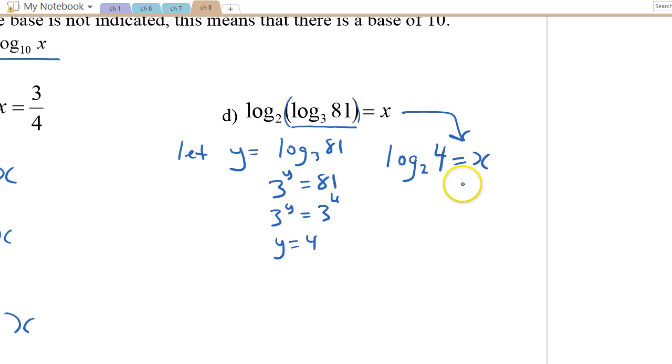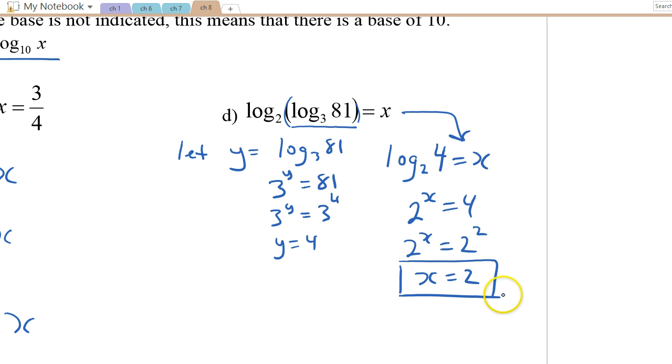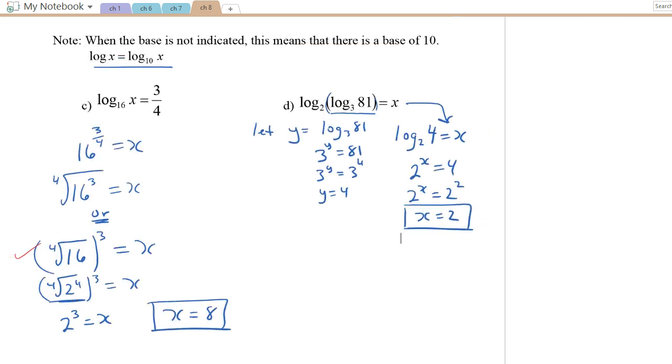And now putting this in exponential form, I get, here's my base, 2 to the power of x is equal to 4. So 2 to the x is equal to 2 squared, so x is equal to 2. And that's my final answer. Kinda cool.